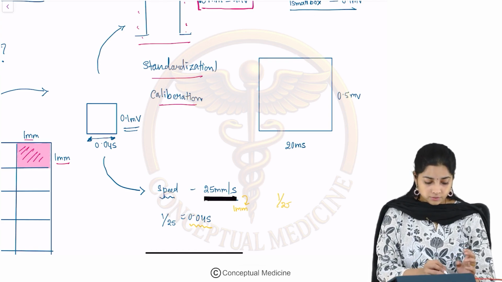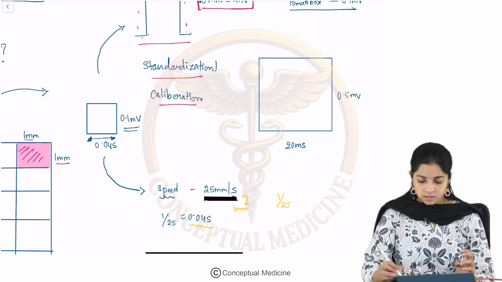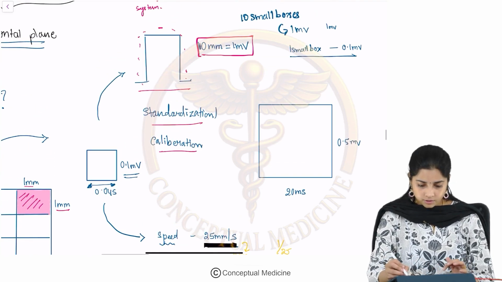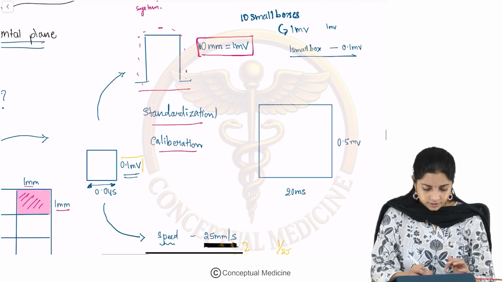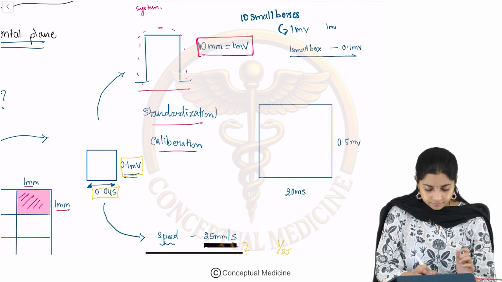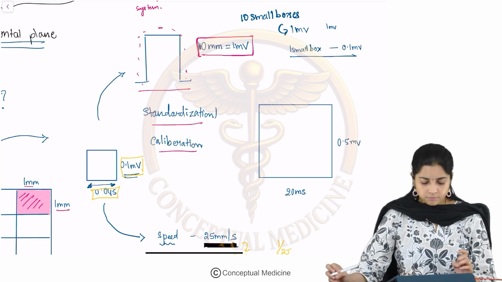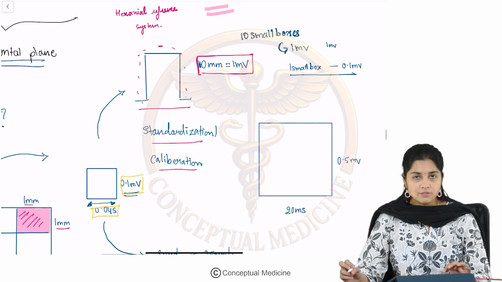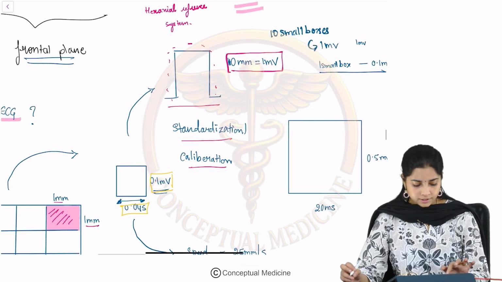Okay. So, we know that each small box is 1 mm by 1 mm. So, we have understood that 1 mm height is 0.1 millivolt and 1 mm width is 0.04 seconds. Right? I hope you have understood this. Okay. So, how did we derive this?